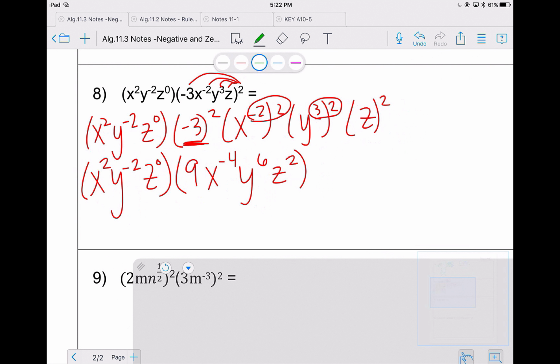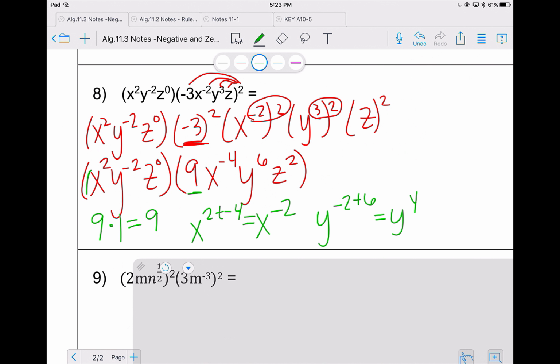From here, I follow my rules from Monday. 9 times my invisible 1 is just 9. X to the 2 plus negative 4 is negative 2. Remember, we're adding because they're being multiplied, and we follow that rule. Y to the negative 2 plus 6 is 4. And z to the 0 plus 2 is 2.